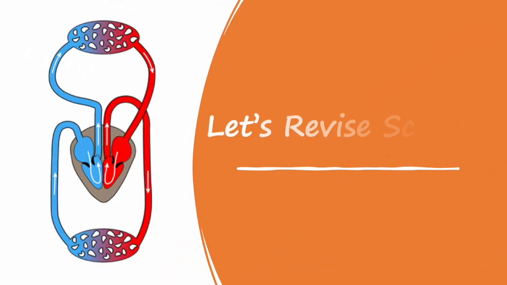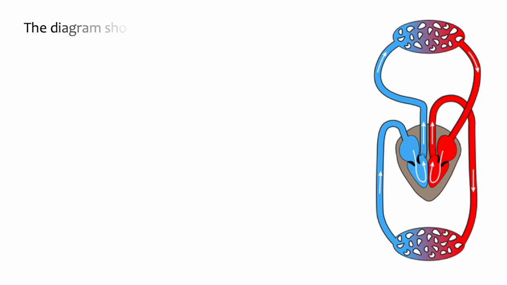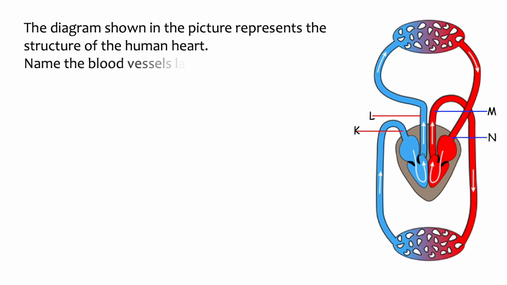Let's revise science. In this lesson, we will cover the human circulatory system. The diagram shown in the picture represents the structure of the human heart. Name the blood vessels labeled K, L, M, and N.